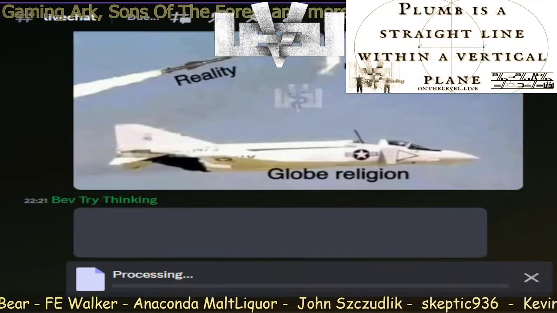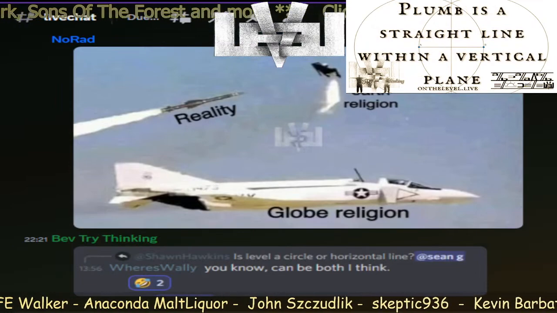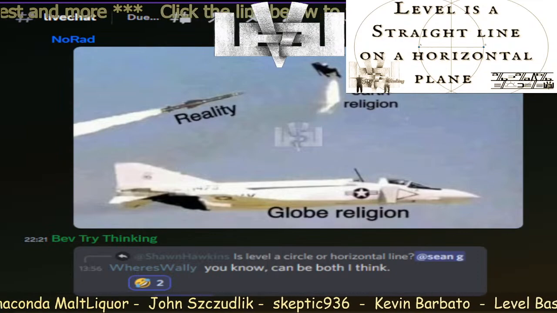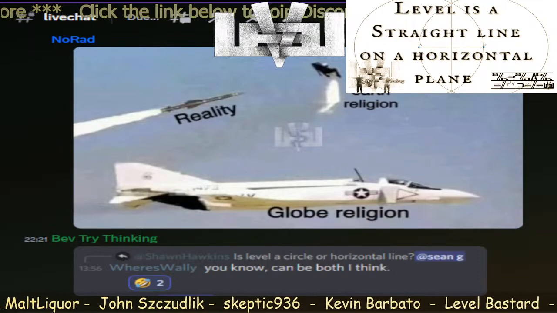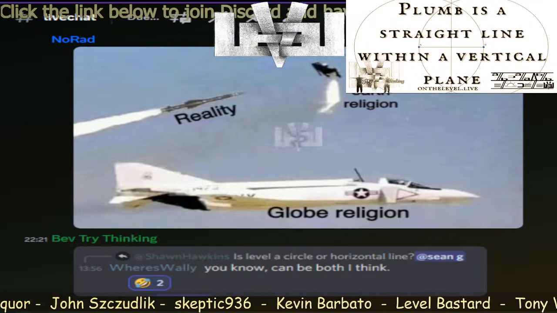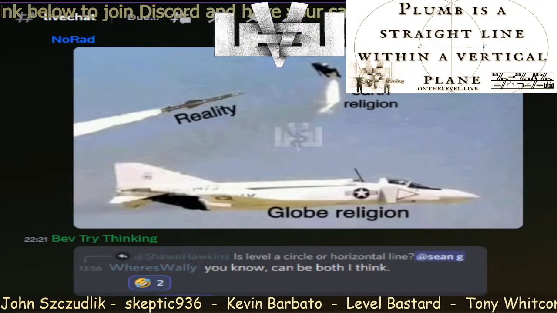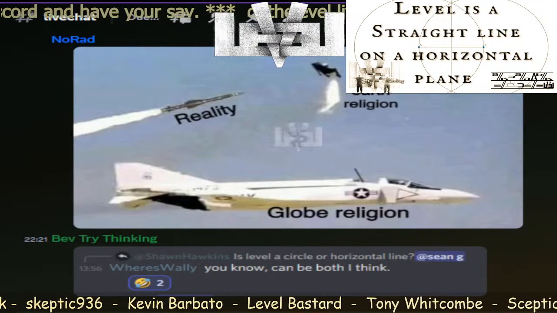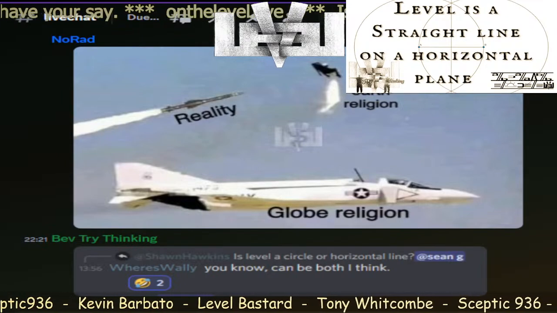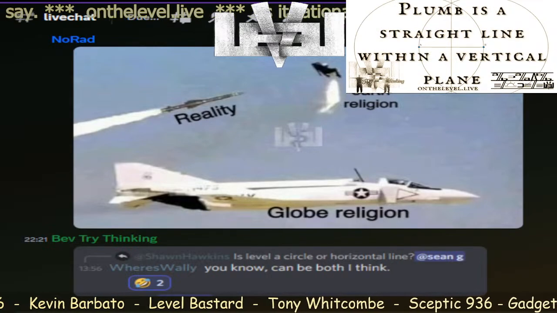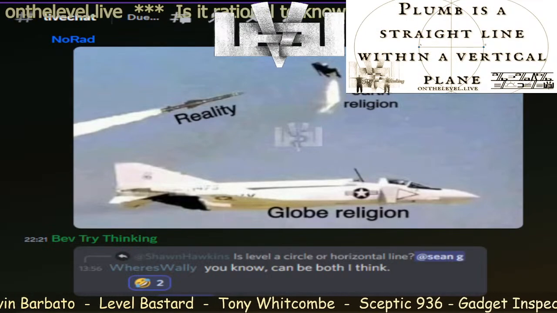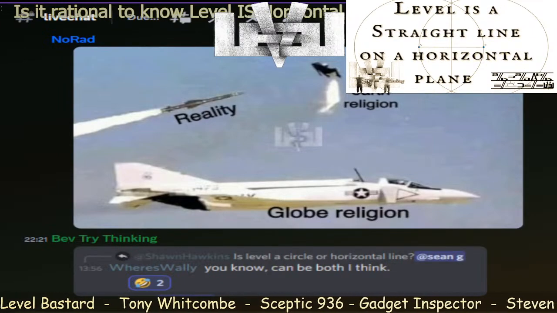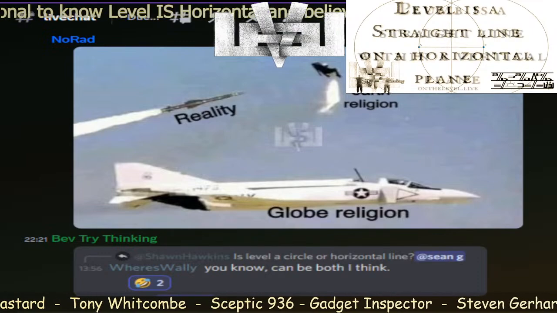Here's one. Shout out Sean Hawkins. He was asking a question to Sean G, as they do. You can see it there. Sean Hawkins says, is level a circle or horizontal line? Sean G, and Where's Wally, replies, you know, can be both, I think. There's your dialetheism from the globe.